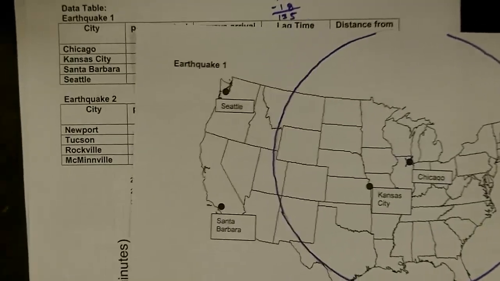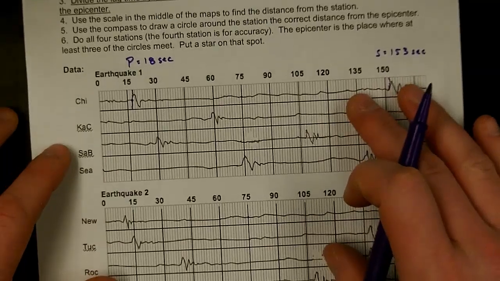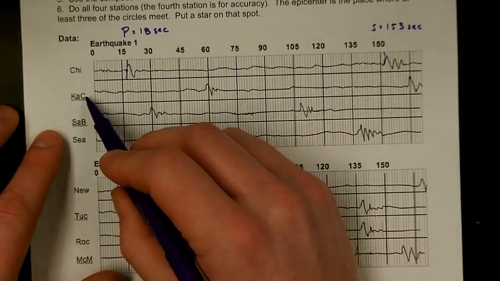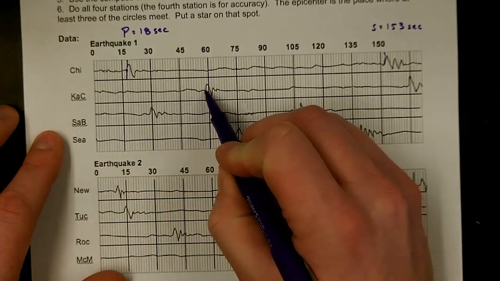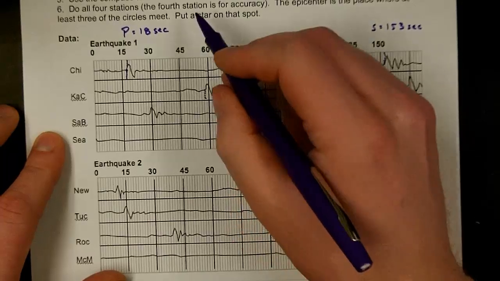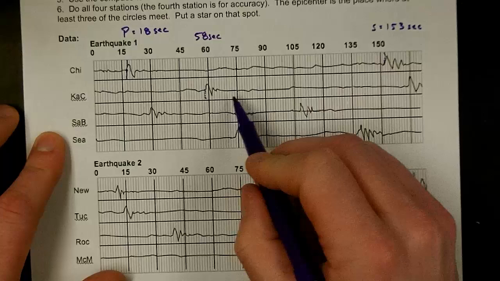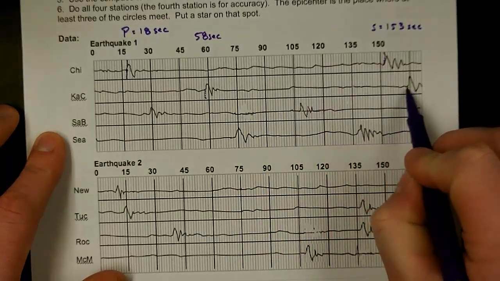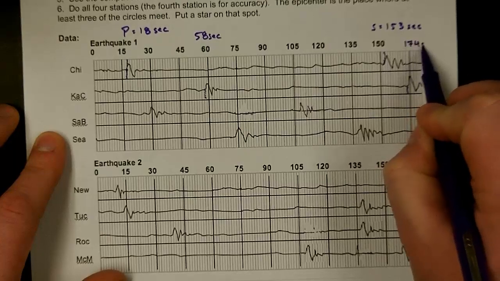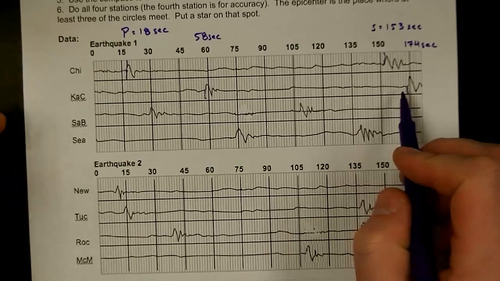Okay, so I go back to my P and S wave arrival times. I'm going to do the same steps. We'll do these next two steps so you guys can figure it out on your own after that. Okay, so I do Kansas City. Here's my first arrival of the P wave, and that one's going to be at about 58 seconds. And then my S wave is way down here, almost at 175. I'm going to call that 174 seconds.